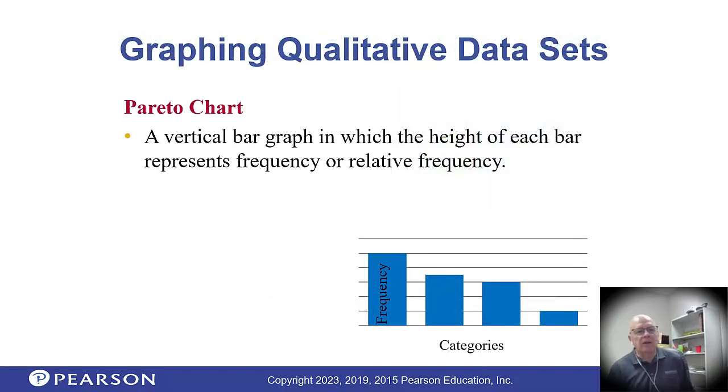Next, the Pareto chart. Now this is a bar chart, and it's vertical. What sets it apart from other bar charts is that regardless of what the categories are, we put the one with the greatest frequency first.